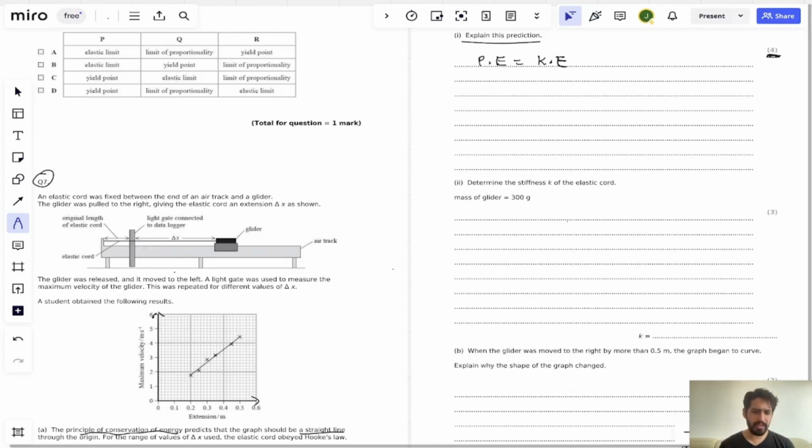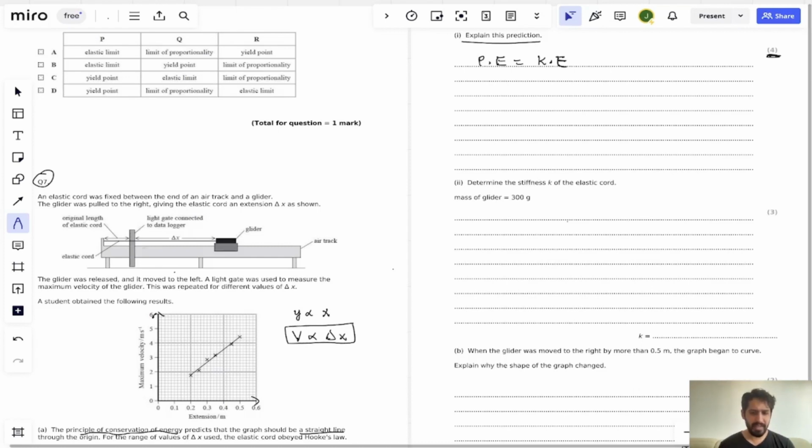Now, how can you translate this word straight line into some form of an equation? So we know that for a straight line, whatever you have on the y-axis must be proportional to whatever you are plotting on the x-axis, right? If y is proportional to x, then we know that we'll get a straight line. So on the y-axis we have velocity, and on the x-axis we have extension x. So now we have translated this keyword straight line into a mathematical equation.